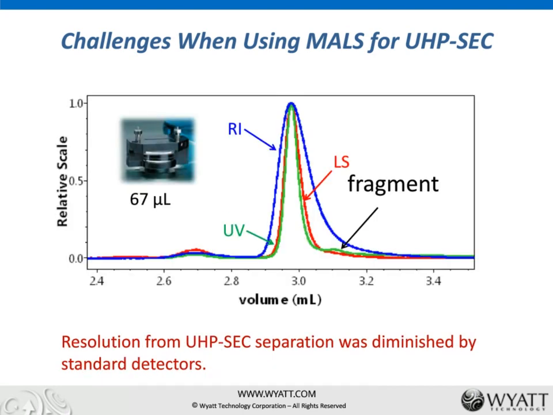If we still use the standard MALS and standard RI detectors for UHP-SEC separation, we will get traces similar to what's shown here. The UV is in green, light scattering in red, and RI in blue. We can see when the UV peak travels to the light scattering detector, it gets broadened visibly. And when it transfers to the RI detector, there's a tremendous dispersion. The fragment peak visible in the UV trace is completely buried in the tail region of the RI detector. So the resolution we worked very hard to achieve from the UHP-SEC separation is diminished by the standard detectors.